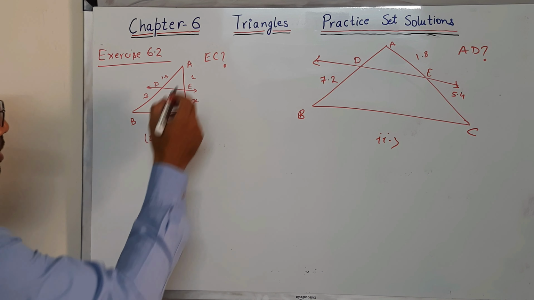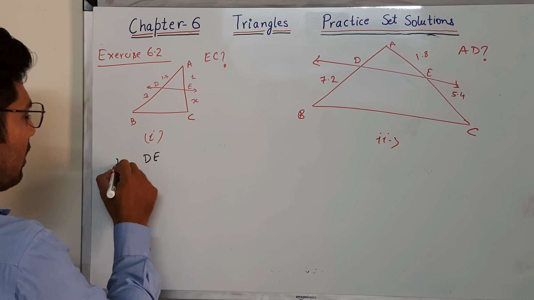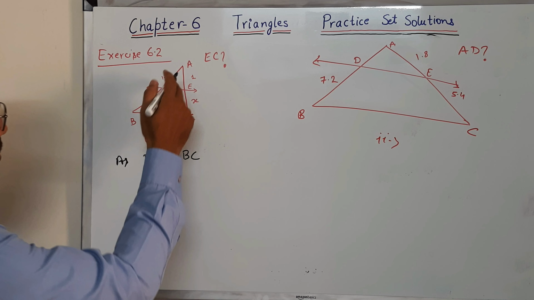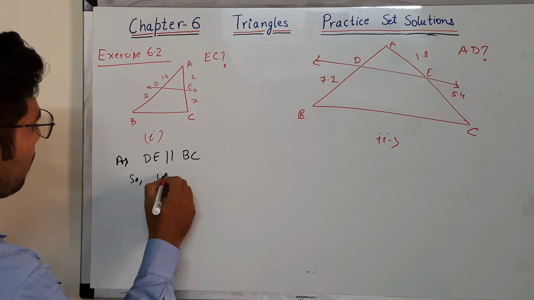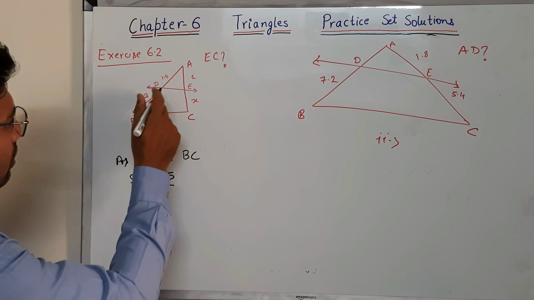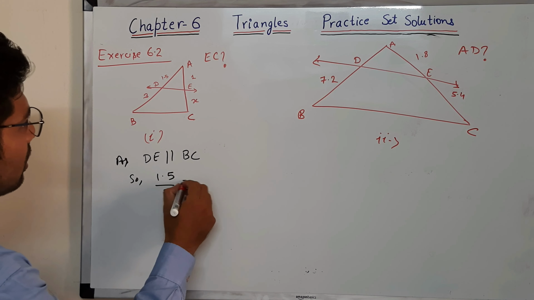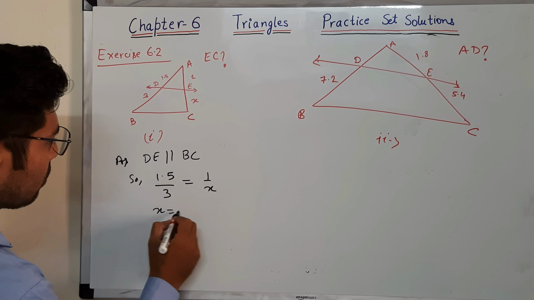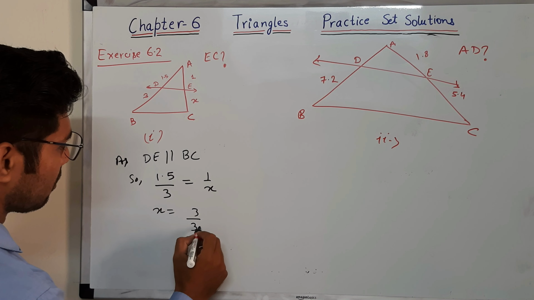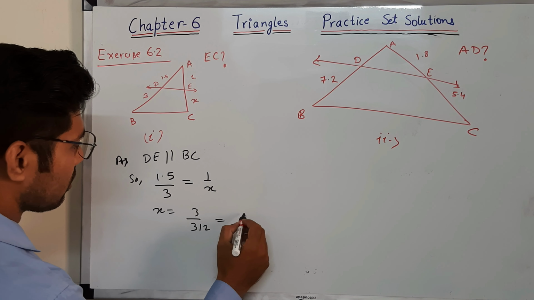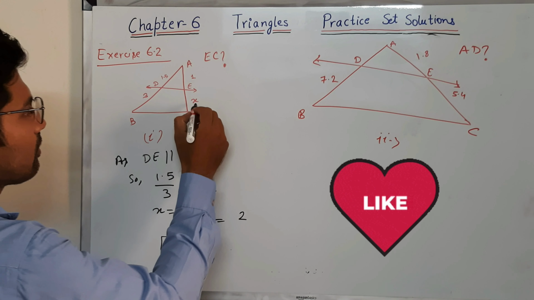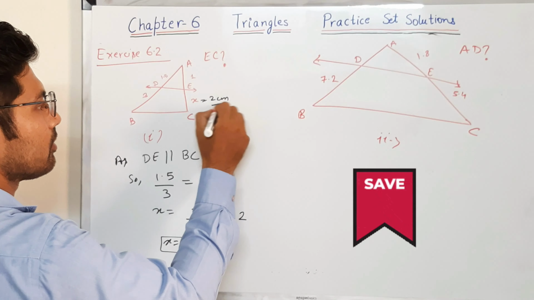So DE is parallel to BC. 1.5 upon 3 is equal to 1 upon x. Now x is equal to 3 upon 3 by 2, which is 2. So x is equal to 2. So this length will be 2 centimeter.